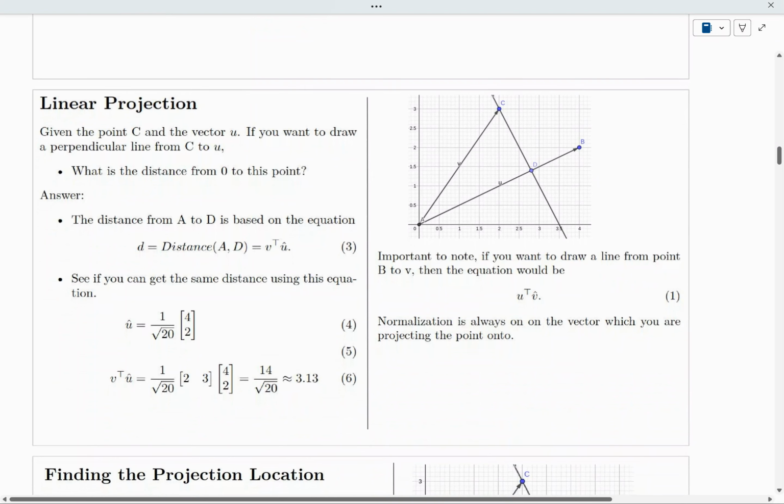Okay, so now that you have a better idea of what a unit vector is, given a point C, we have this vector here at C.